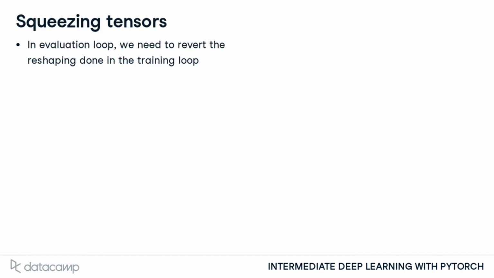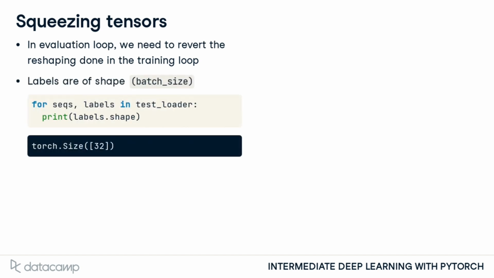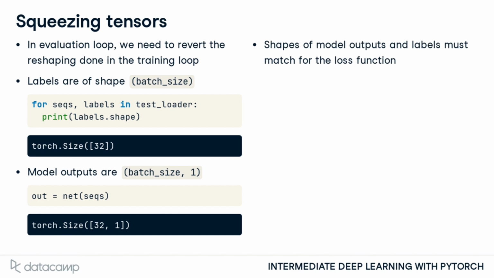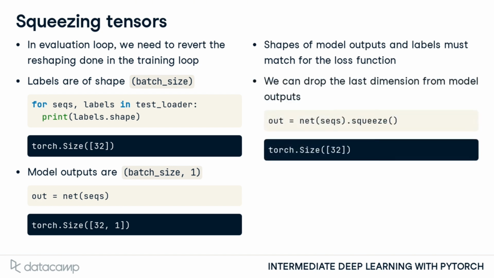Conversely, as we evaluate the model, we will need to revert the expansion we have applied to the model inputs, which can be achieved through squeezing. Let's see why that's the case and how to do it. As we iterate through test data batches, we get labels in shape batch size. Model outputs, however, are of shape batch size by 1, our number of features. We will be passing the labels and the model outputs to the loss function, and each PyTorch loss requires its inputs to be of the same shape. To achieve that, we can apply the squeeze method to the model outputs. This will reshape them to match the label's shape.